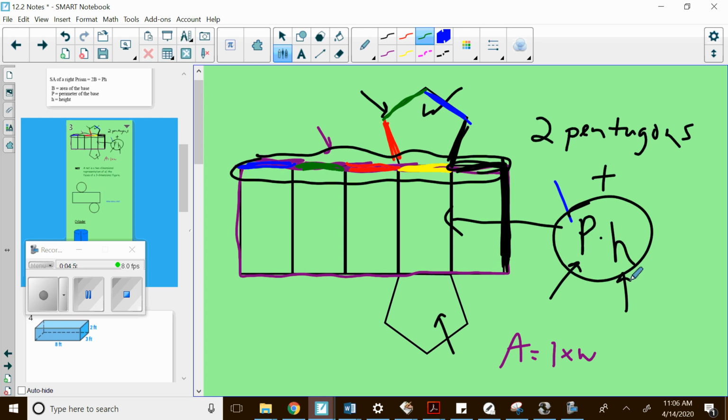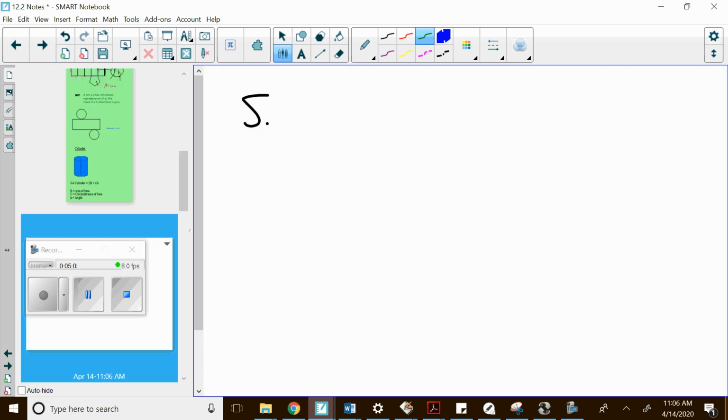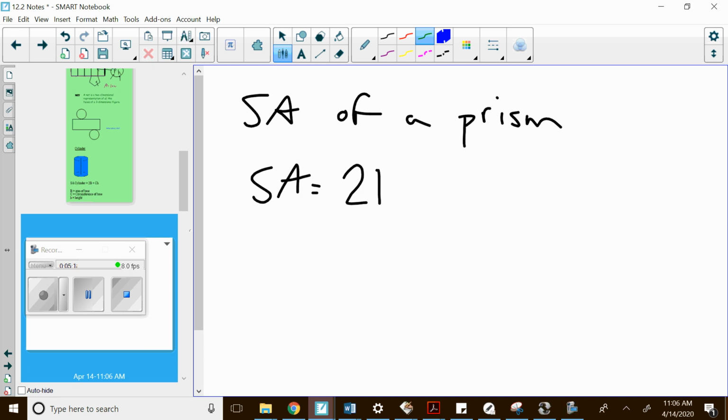And thus what we have here is the surface area formula for any prism. Okay, so let's write this down. The surface area of any prism, you're going to want to write this down in your notes so you have it for reference, is the following. Surface area is equal to 2 times the area of each base, because we have 2 bases.